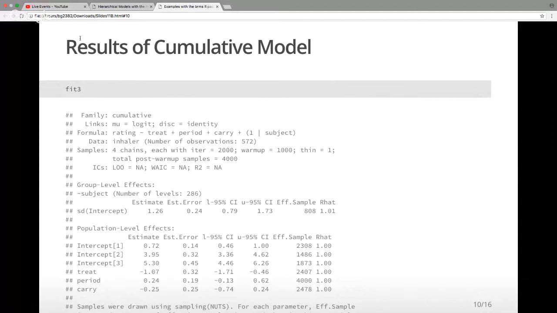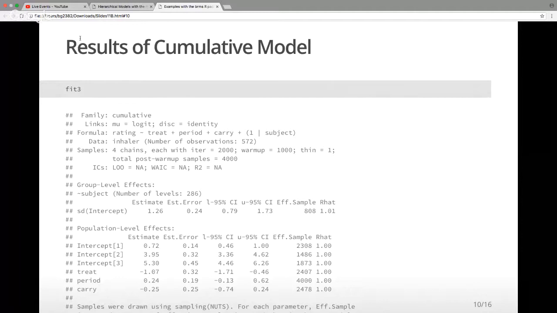chunks of output. The first one here is what Paul refers to as group level effects. So here is the estimate of the posterior distribution of how the standard deviation varies from one person to the next, and that has a posterior, I forget if this is mean or median, but it's 1.26. You can see the effective sample size for this is lower than for a lot of the coefficients. This is something a bit harder to estimate. That's the standard deviation of the intercepts in the posterior.